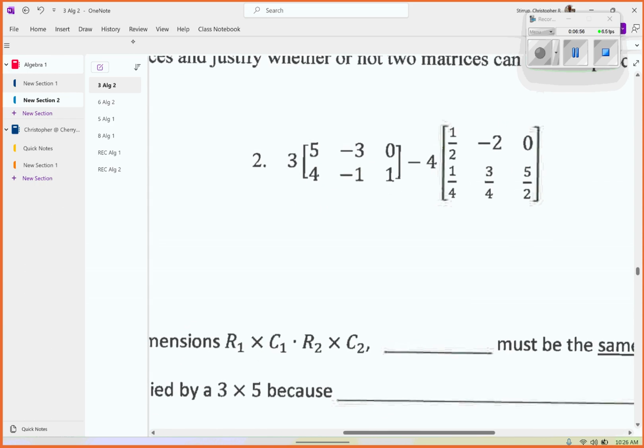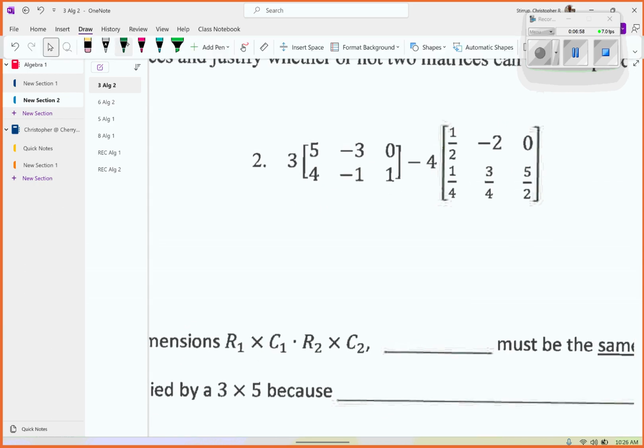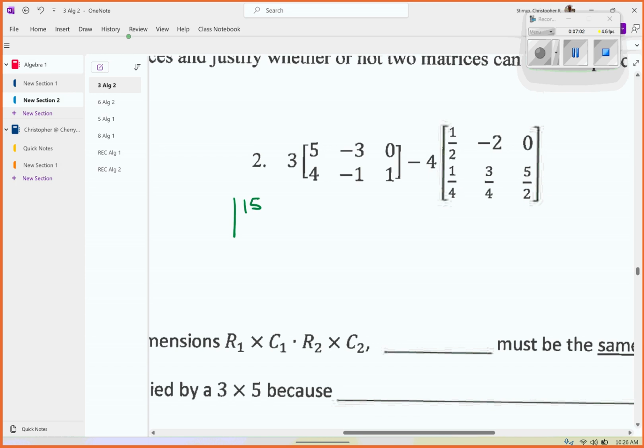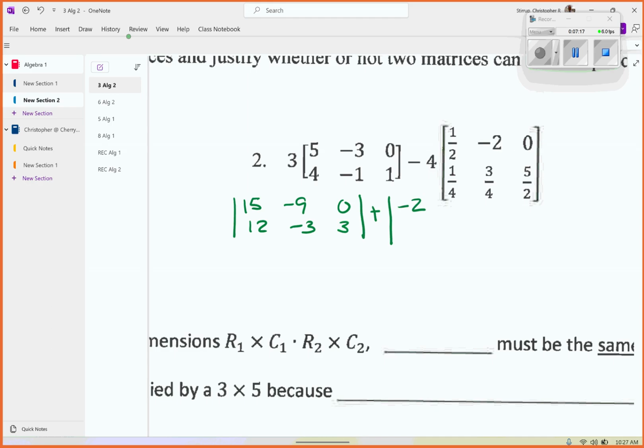So the very first thing I should do is distribute. So I'm going to get 15, negative 9, 0, 12, negative 3, 3. And then watch this. I'm going to make this plus negative 4. What's half of negative 4? Negative 2. What is negative 4 times negative 2?